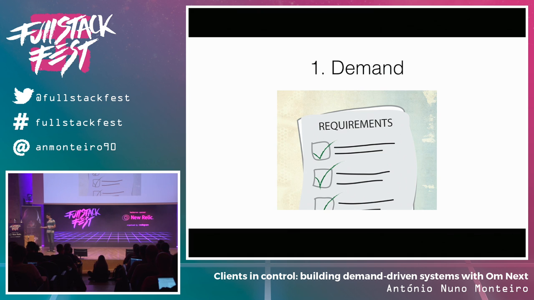The first thing about demand-driven is that you need to have a demand. You need to exactly specify the total of your data requirements and the shape in which you want to get that data. You don't want to be aggregating or transforming data. You just want to get the data and pass it immediately to your render function to display it on your UI.